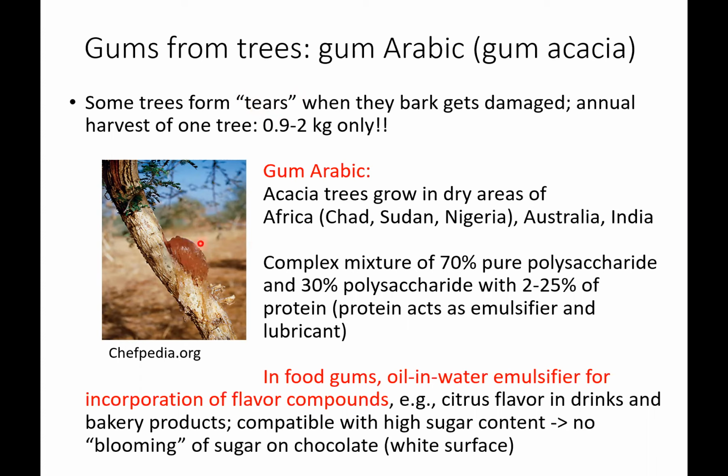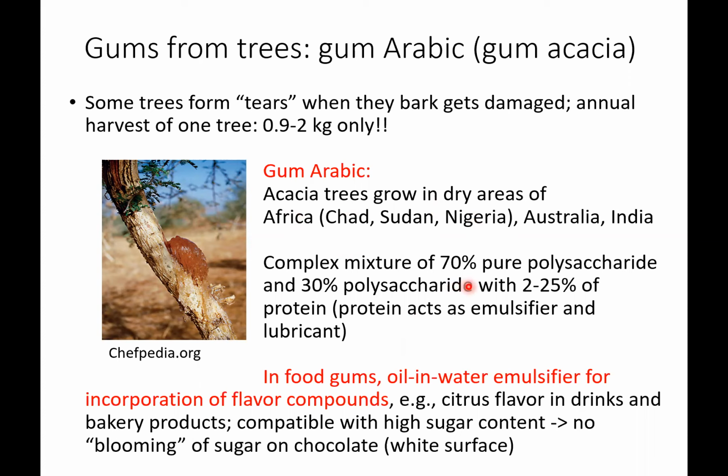The trees where this is grown are mostly found in the dry areas of Africa, Nigeria, Senegal, Sudan, Chad, and so on, but also in Australia and India. In Africa, the problem is these areas are very dry for one, and the other thing is there are very often conflicts, wars, and things like that. And that makes it a little bit difficult for trade and economy.